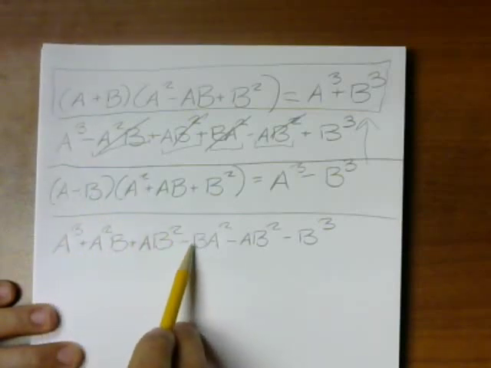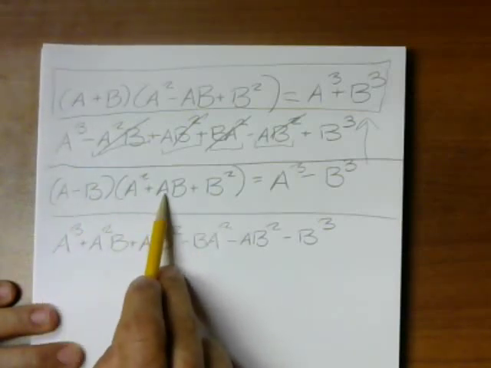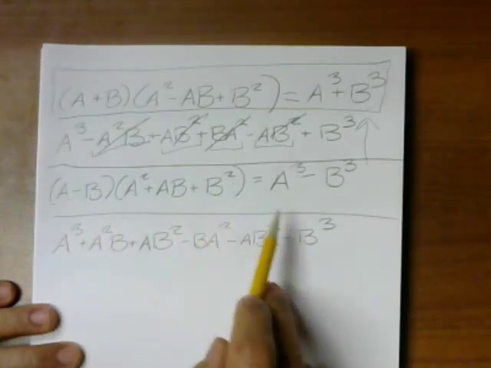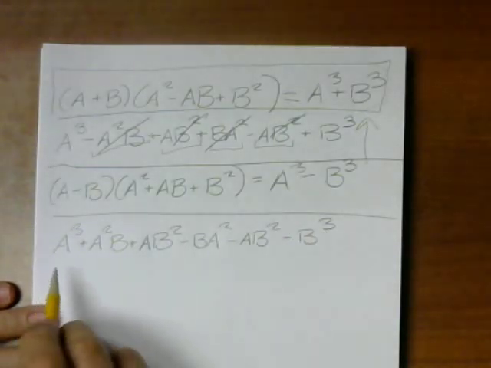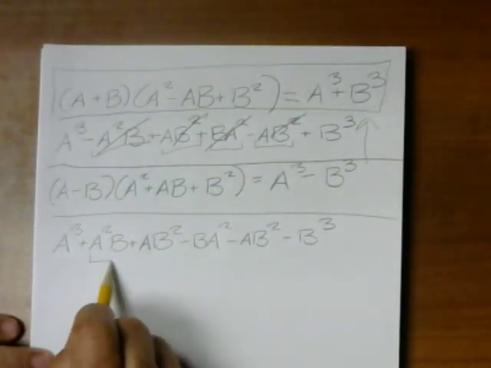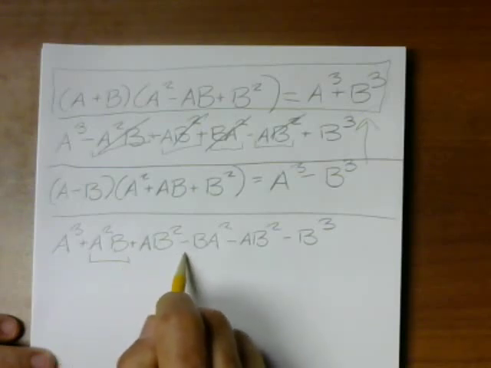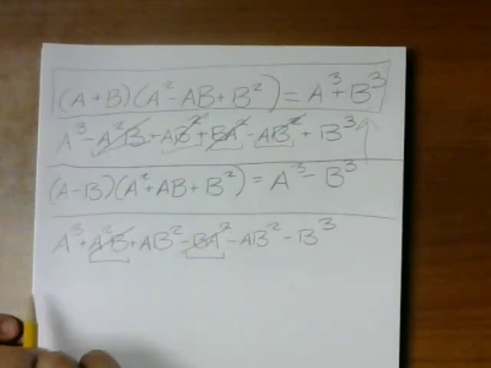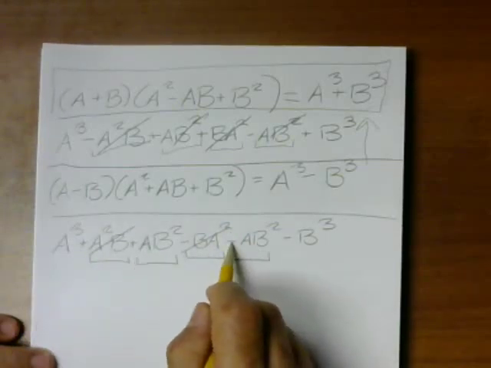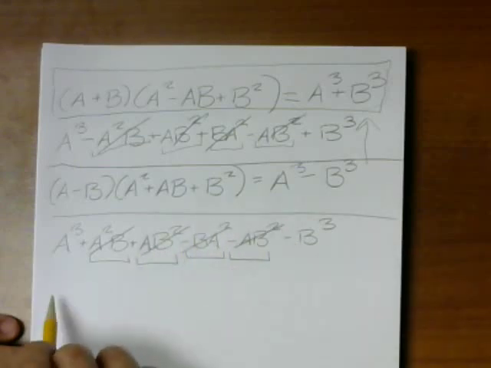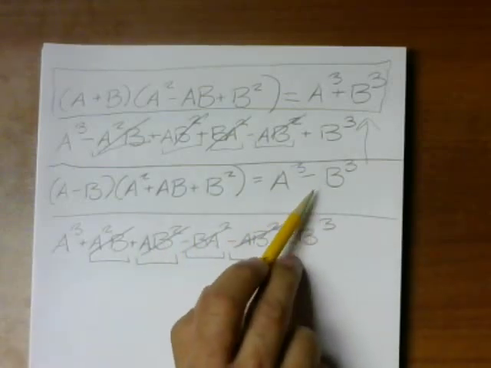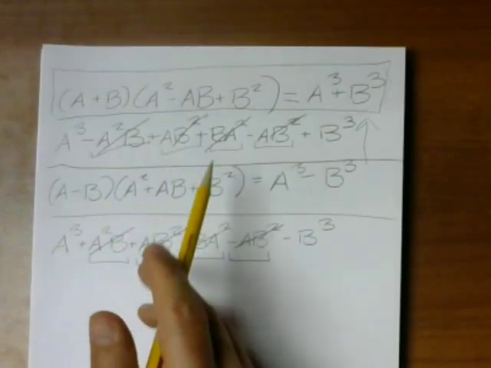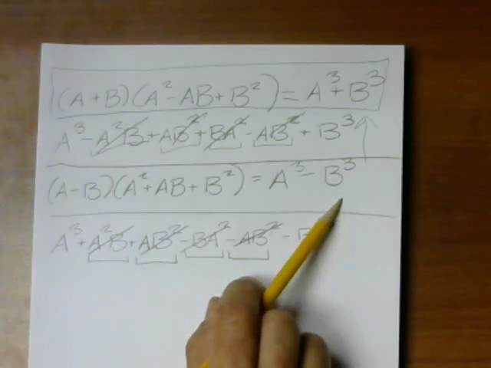Negative b times a squared is negative ba squared. Negative b times ab is negative ab squared. And negative b times b squared is negative b cubed. So, what do I have here? I have an a squared b. I have a ba squared. This is the negative of that, so I can cancel them out. I have an ab squared. I have a negative ab squared. Cancels out as well. And you see we get this term right here on the right. So, showing you that both of these rules actually do hold true.